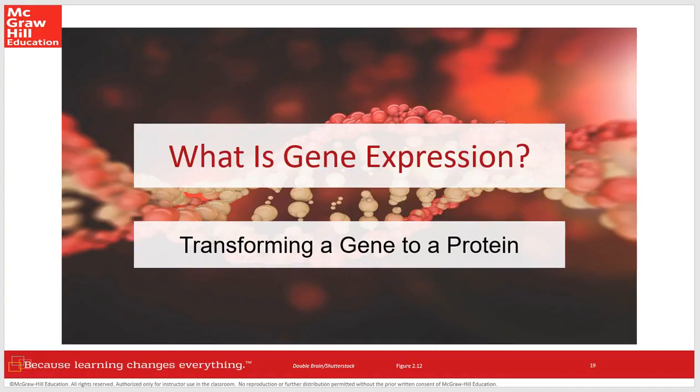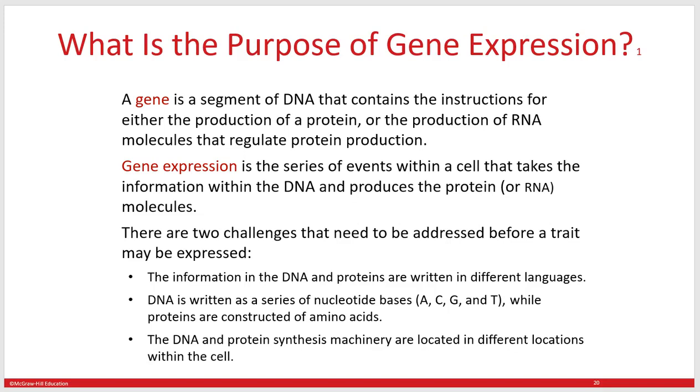So what is gene expression? How do we get from a gene to a protein? So a gene, of course, is a segment of DNA that contains the instructions. Gene expression is the series of events within a cell that take that information and produces a protein from it. Well, the information in the DNA and proteins are written in different languages. DNA is written in a series of nucleotide bases, the A's, the C's, the G's, and the T's, while proteins are constructed of amino acids. And DNA and protein machinery are located in different places. And so there's a problem.